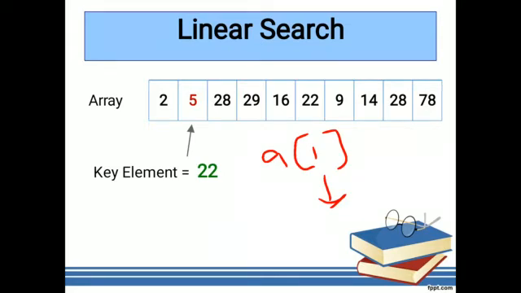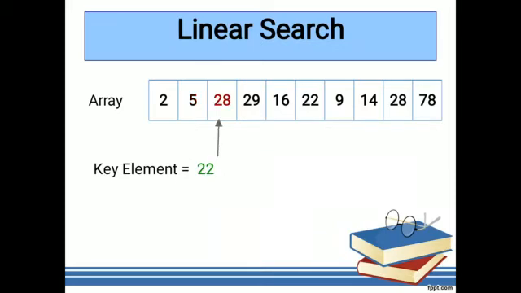Now 5 is not matched with 22, so it will move to the next element. The next element is 28. Now 28 is compared with 22. Here also it is not found, so again it will move to the next element. Now the key element 22 is compared with 29. 29 is not matched with 22, so again it will move to the next one.